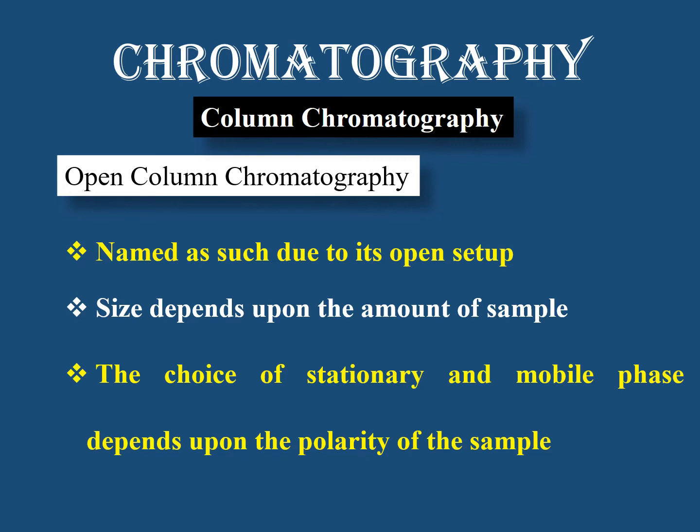But for slightly less polar samples, or samples with medium polarity, you can use polar silica as the stationary phase, and the mobile phase used for less polar or medium polar samples is a mixture of two or three solvents, or a pure solvent, usually an organic solvent like chloroform. A mixture of n-hexane with ethyl acetate or n-hexane with acetone can be used for samples of medium polarity.